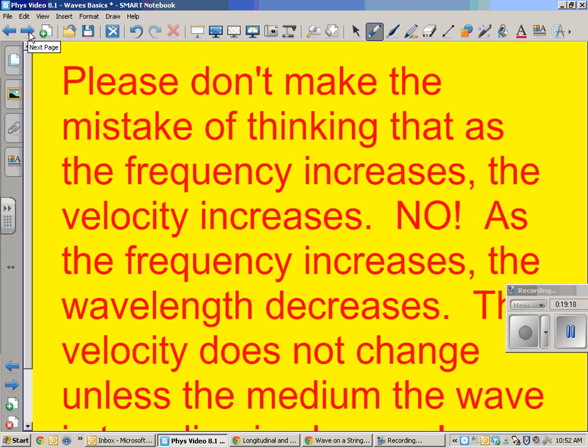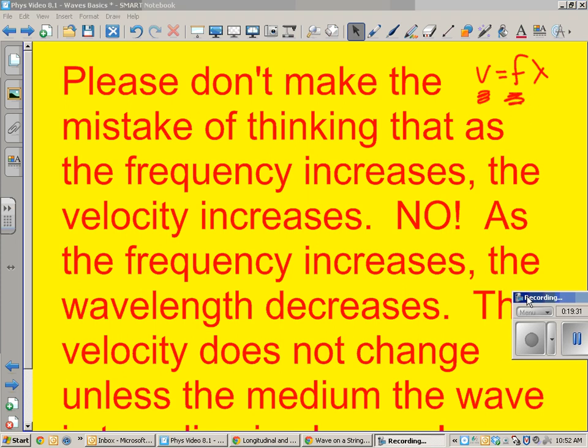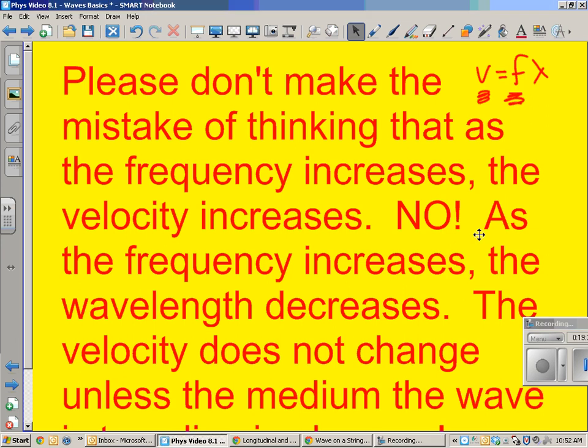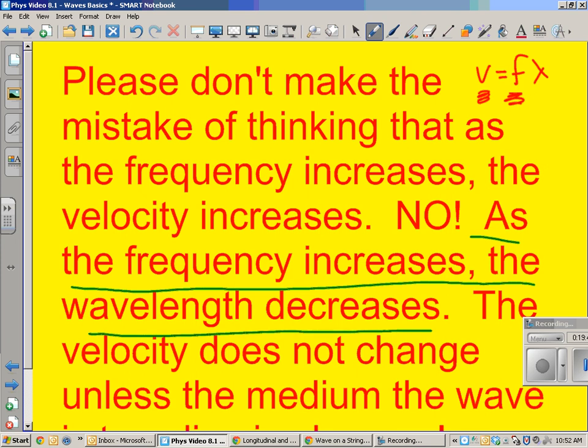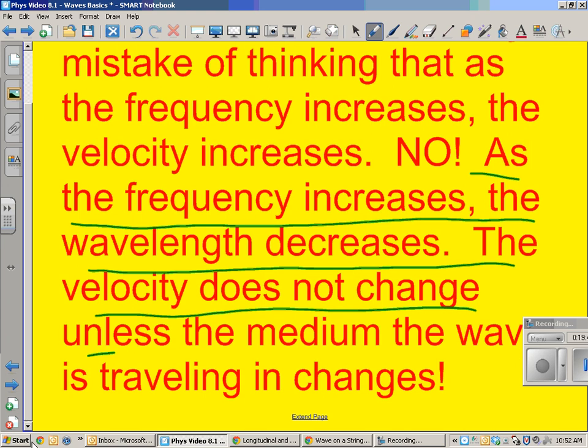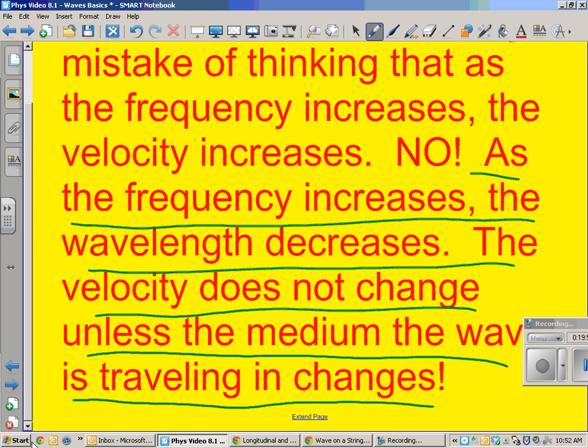Please don't make the mistake of thinking that as the frequency increases, the velocity increases. A lot of times, especially coming from chemistry, people look at this equation and think, oh, bigger frequency means bigger velocity. But that actually turns out not to be the case. This is super important, so make sure you hear this: bigger frequency does not mean bigger velocity. As the frequency increases, the wavelength decreases, because the velocity doesn't change unless the medium changes. And we saw that in our graphic back here.